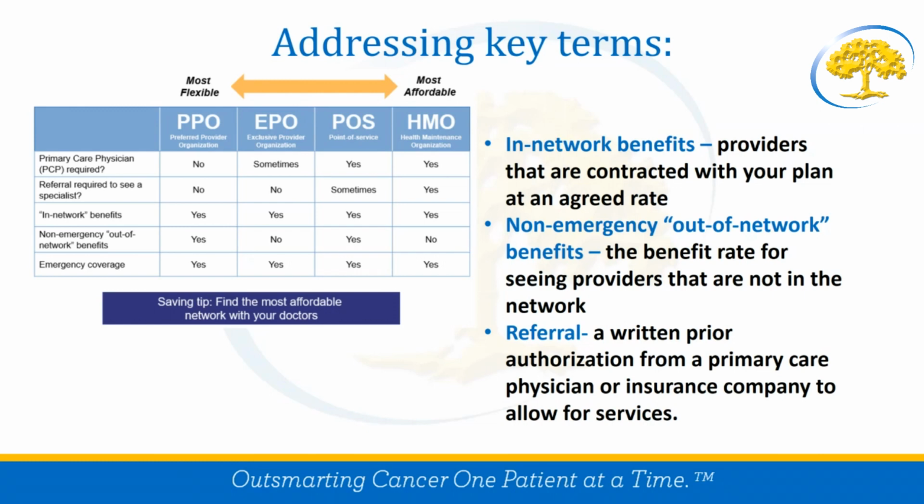Non-emergency out-of-network benefits, that's seeing somebody that they did not agree to pay. And yes, that's your choice to see them, but they're not going to pay at the rate that you would probably like.